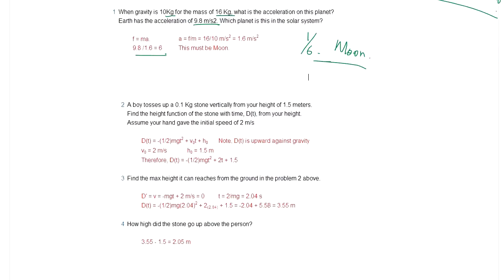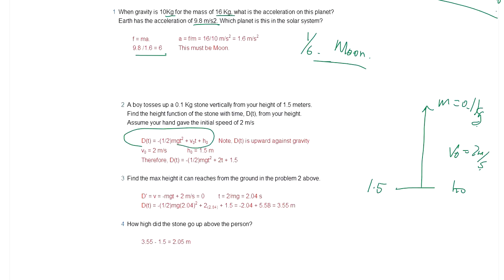A boy tossed up a 0.1 kilogram stone vertically from his height. So we use height 1.5 meter, that's h0, and m is 0.1 kilogram. The initial speed v0 is 2 meters per second. Okay, so using this distance function, you have all the parameters set for you.